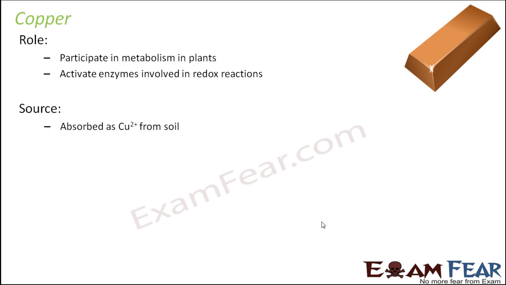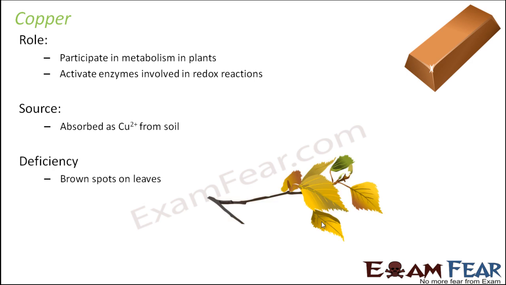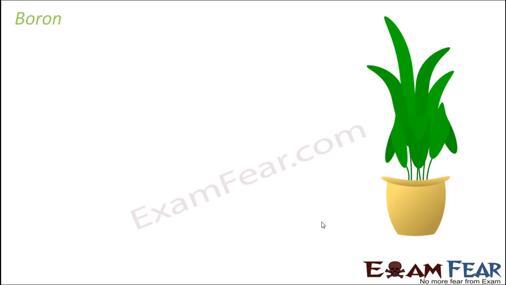Source of copper: it is absorbed as cupric ion from the soil. Deficiency of copper can cause brown spots on leaves. Brown is the characteristic color of copper, so on leaves you will have brown spots. Excess of copper can be toxic. So for most of the elements, if they are in excess, that is harmful for plants.